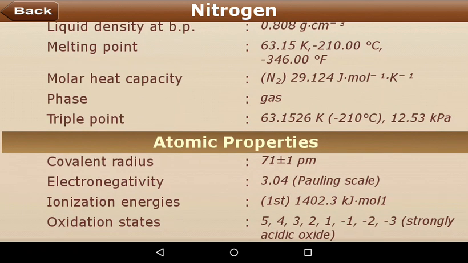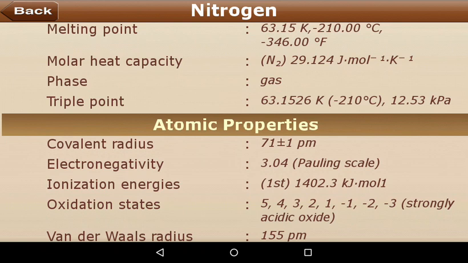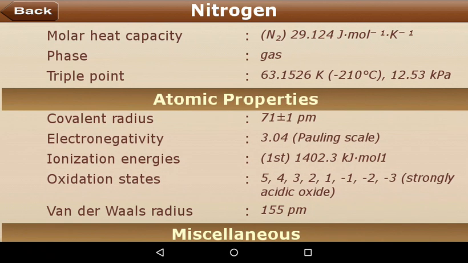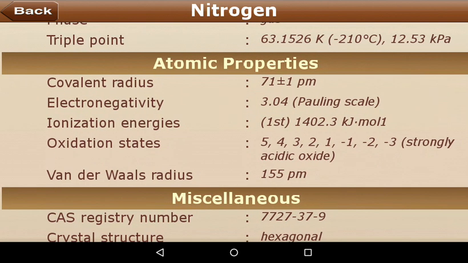Molar heat capacity 29.124 joule per mole. Phase is in gaseous state. A triple point 63.1526 Kelvin. The atomic properties: covalent radius of 71.